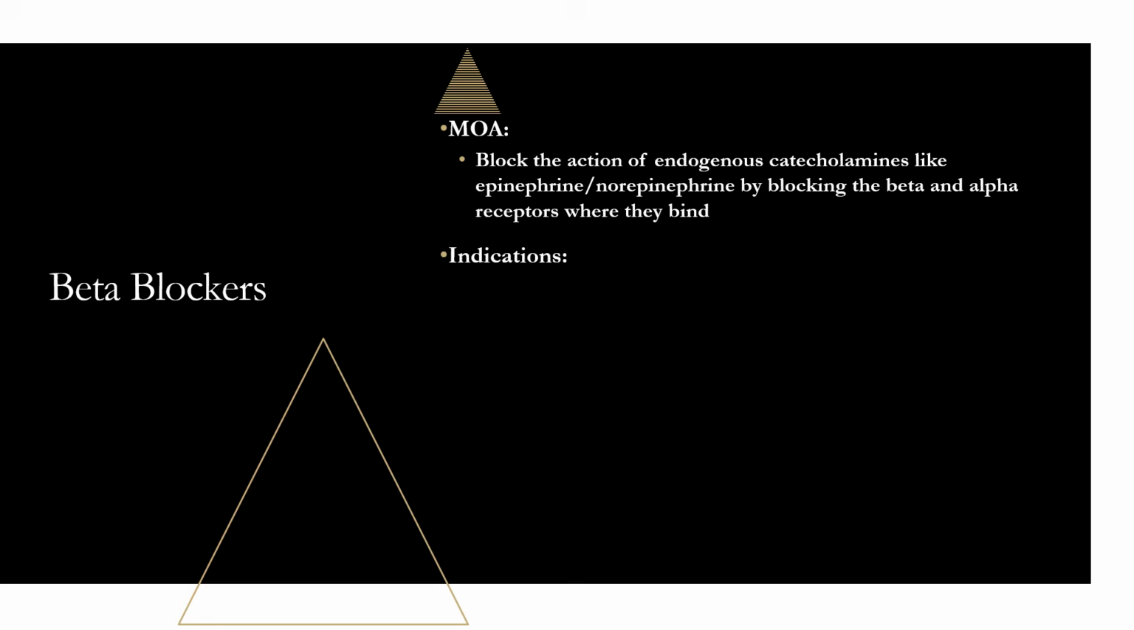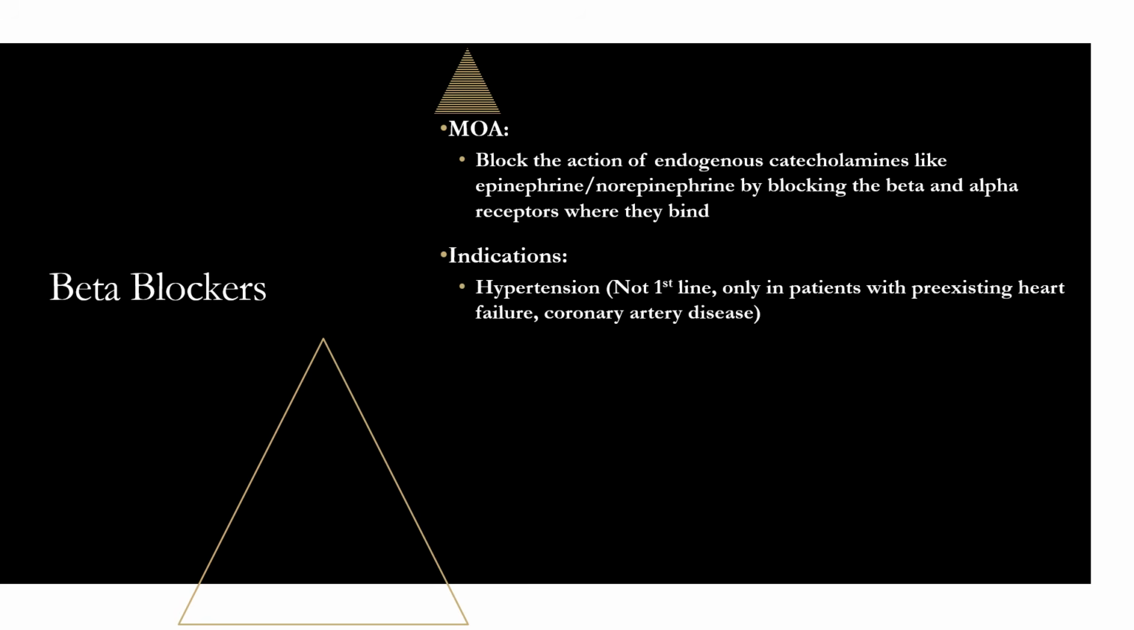So if you understand what action you're blocking, you can understand the effect that it's going to have in the body. So your indications, hypertension, it's not going to be first line. You're never just going to give somebody a beta blocker right off the bat for non-complicated hypertension. It's only going to be in patients that have pre-existing systolic heart failure, coronary artery disease, but otherwise you're not just going to give it for a normal patient with hypertension, just not used that way.